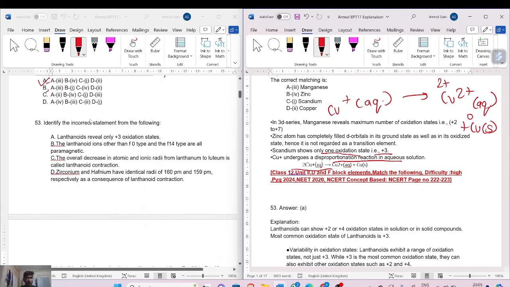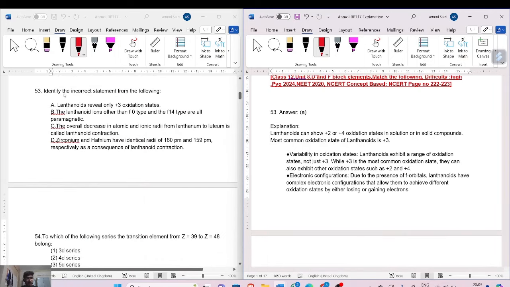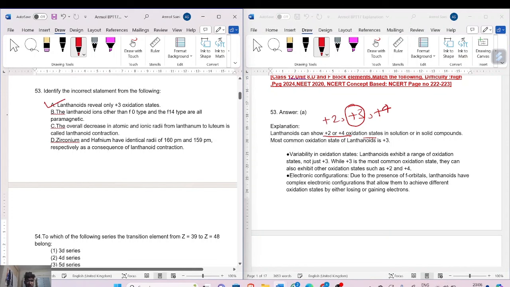Now comes question number 53. It says identify the incorrect statement from the following. The first statement is: lanthanoids show only +3 oxidation state. No, lanthanoids can show oxidation states +2, +3, +4, but the most stable state is +3. So the first one is incorrect. But we have to check the other options as well.